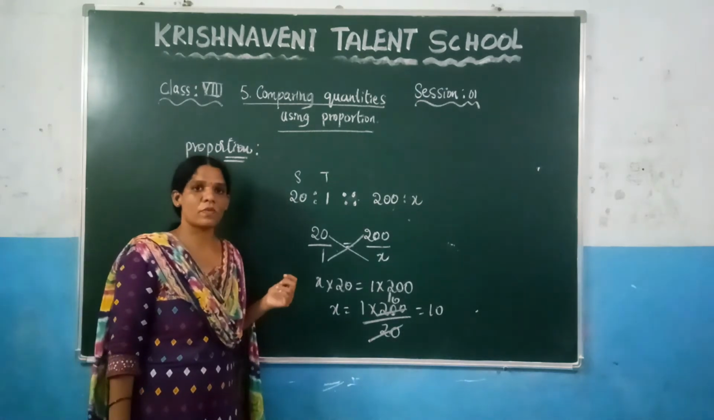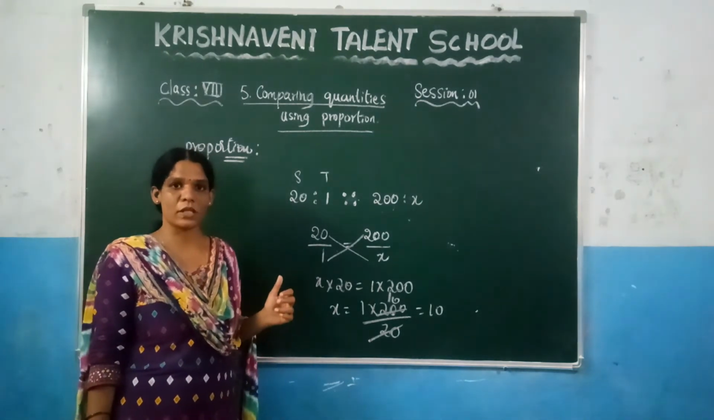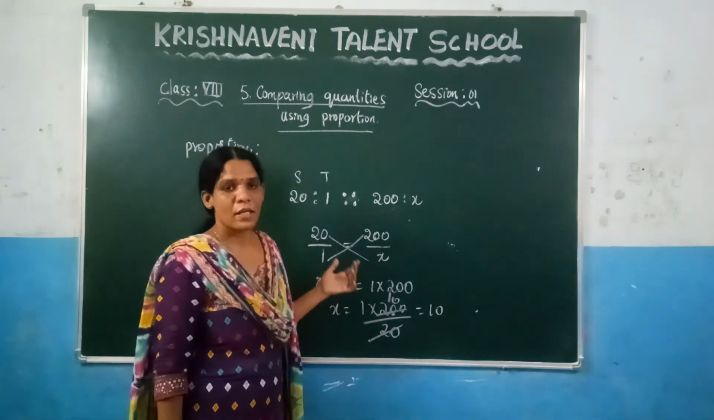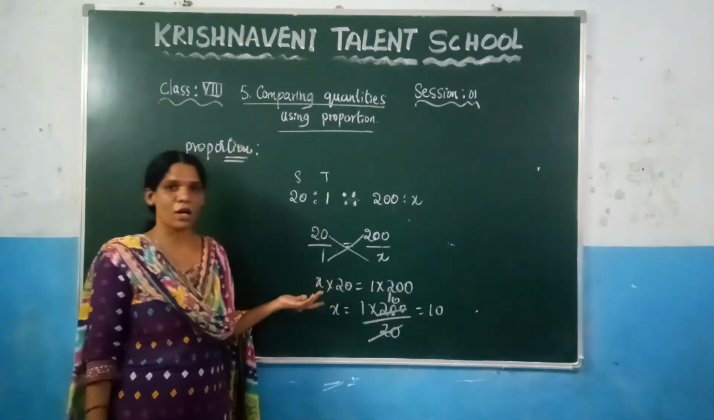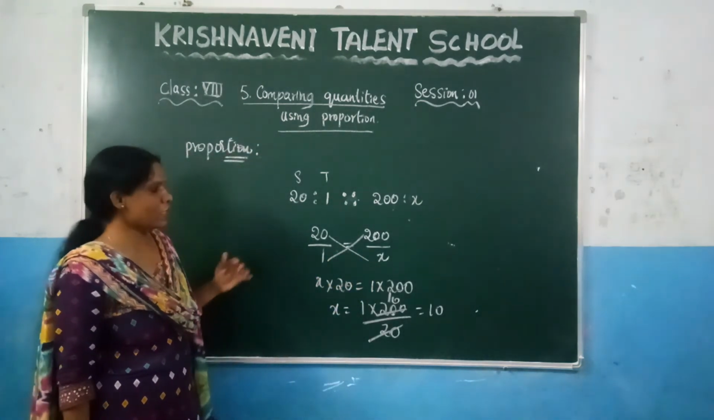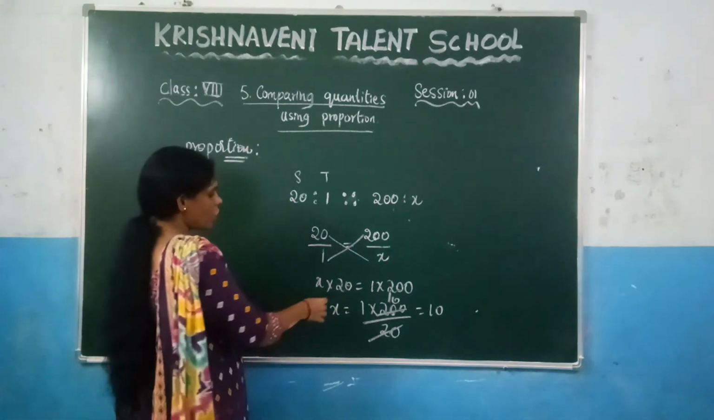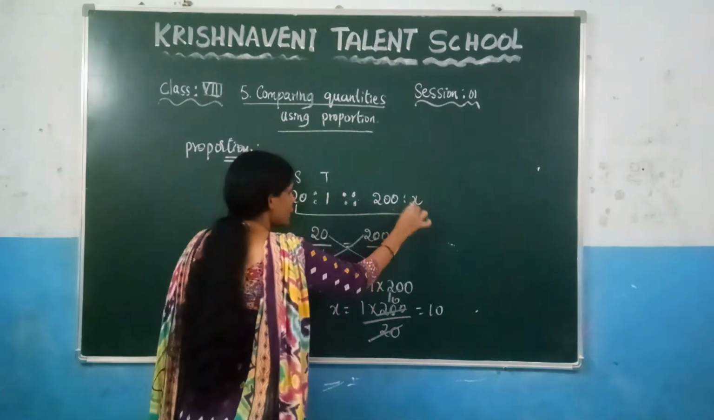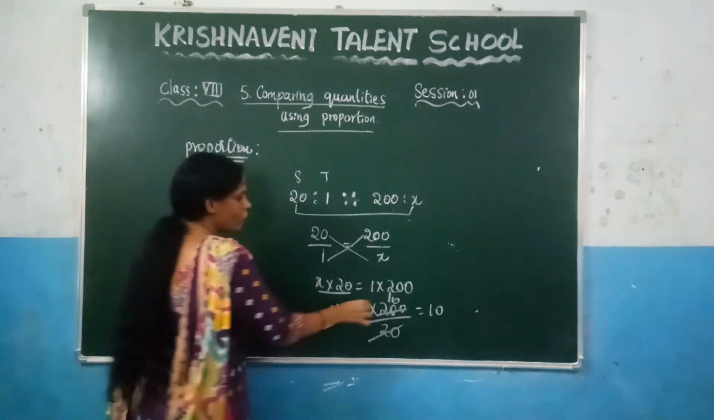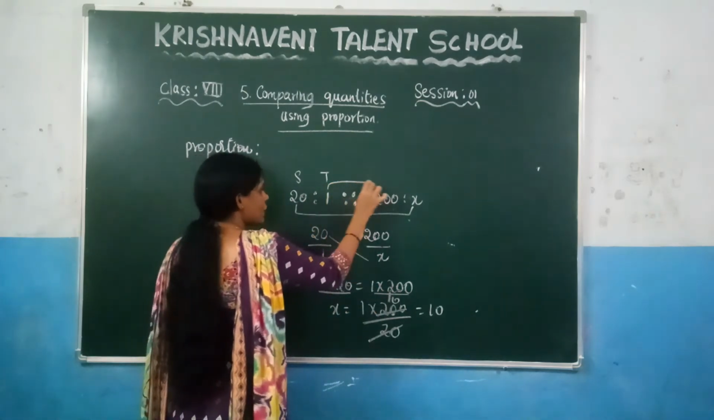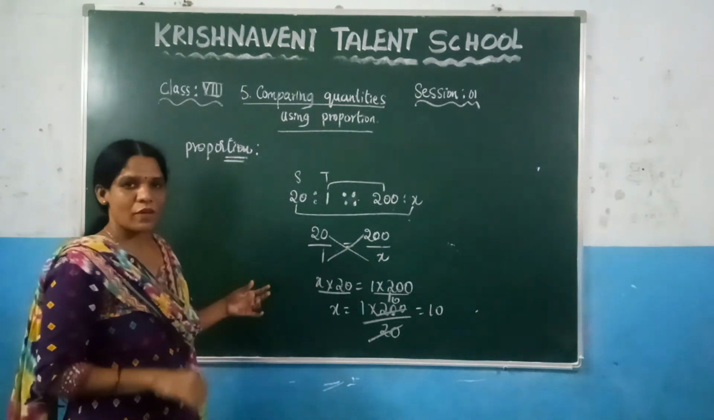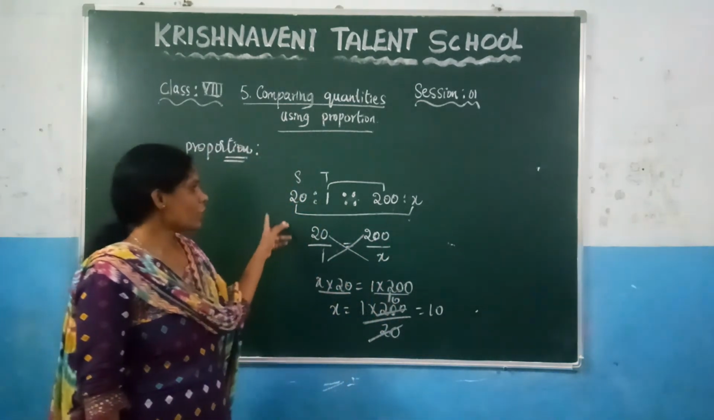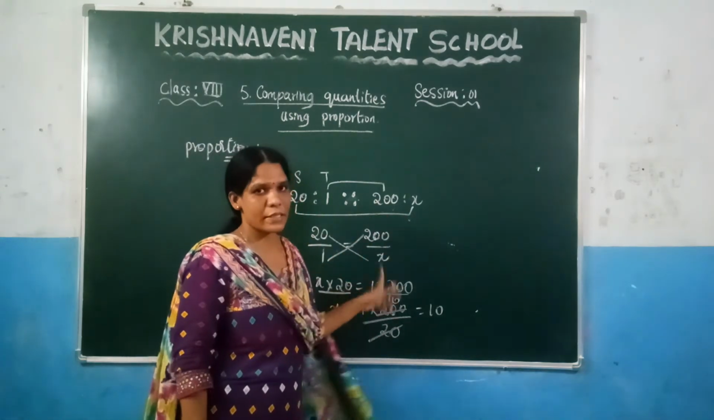Now in the compound ratio we have already discussed, we can find the compound ratio of the given two ratios by using the formula: product of the antecedents and the product of the consequents. Now how do you define this one? You can define like this here. What you got here? x into 20. That means you need to multiply these two values, right? And 1 into 200. You need to multiply these two values so that you can find the value of x.